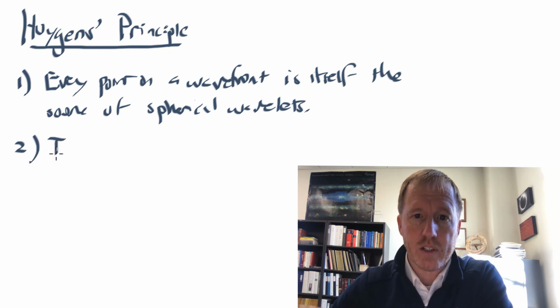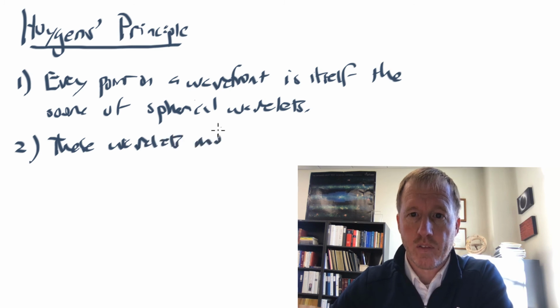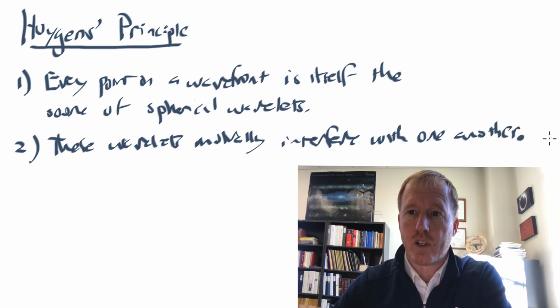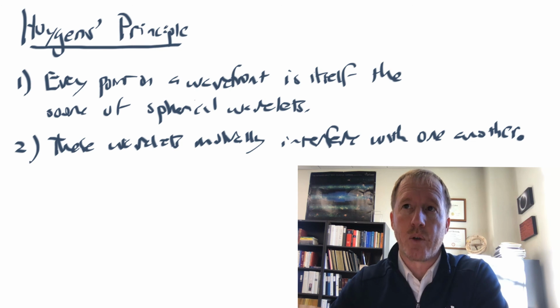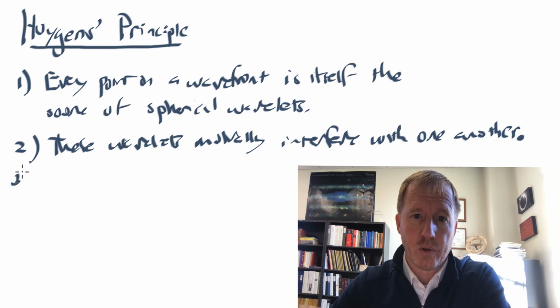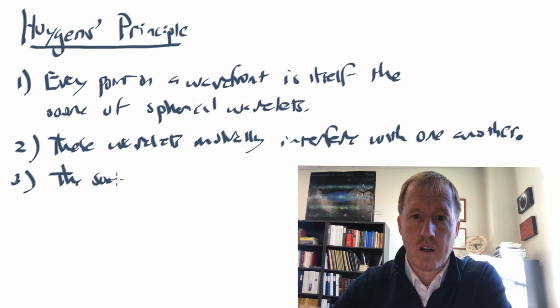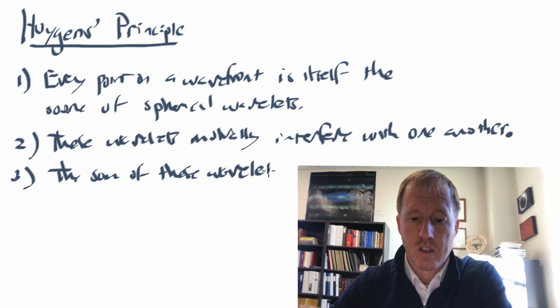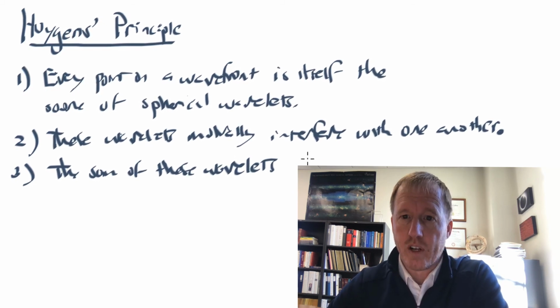Secondly, these wavelets mutually interfere with one another. Interfere here has a technical meaning. They can experience constructive or destructive interference. More generally, you use the superposition principle to add them up or to sum them, and then the sum of these wavelets forms the wavefront at any later time.